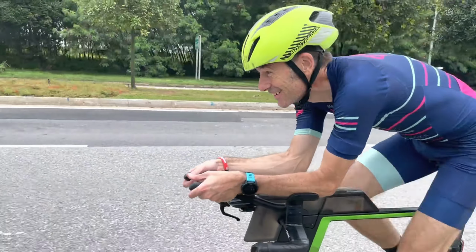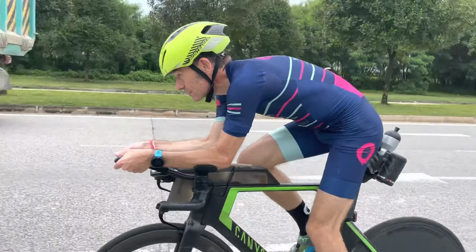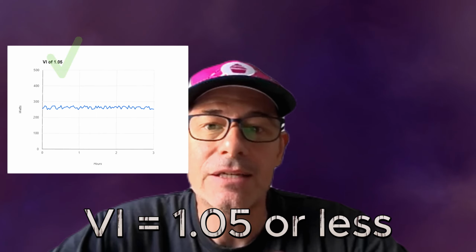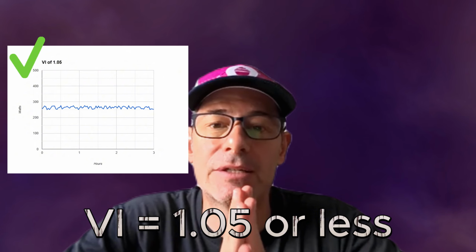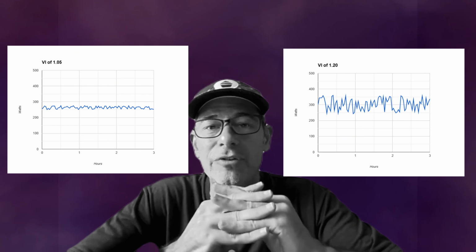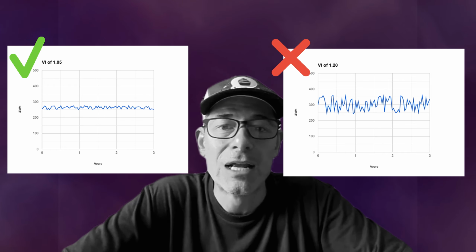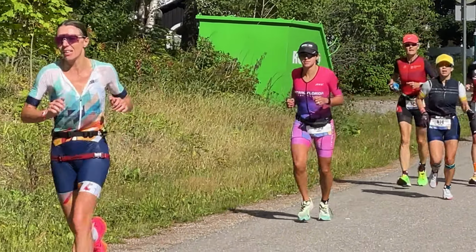So let's talk a little bit about pacing. A good pacing strategy aims for a VI of 1.05 or lower. This means your power output is pretty consistent. Bad pacing is anything above that. In this example, a VI of 1.2. That's what you can see on the screen right here. That's a lot of surging and coasting, which can lead to fatigue and a slower run.